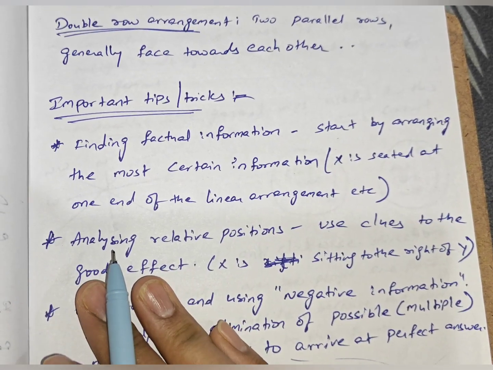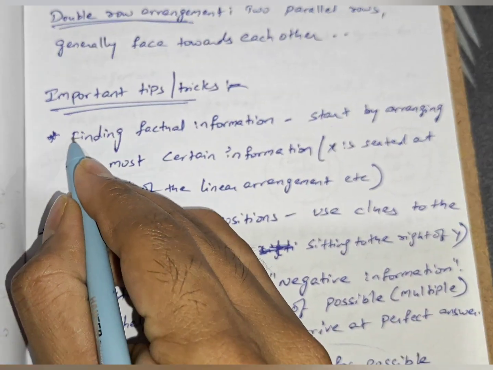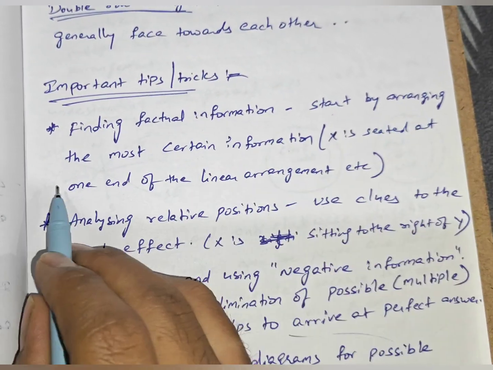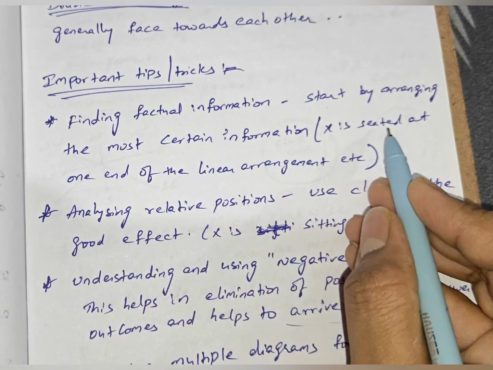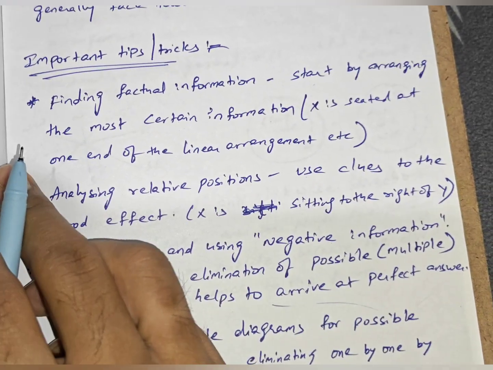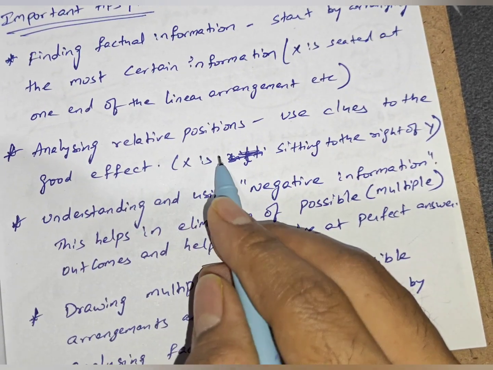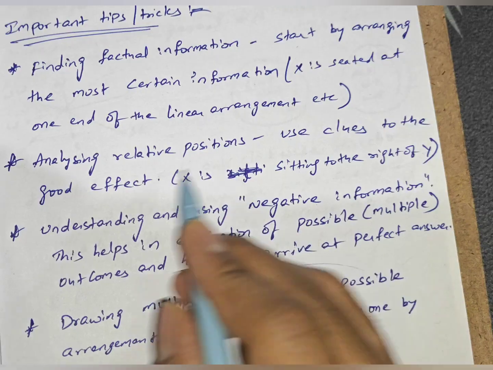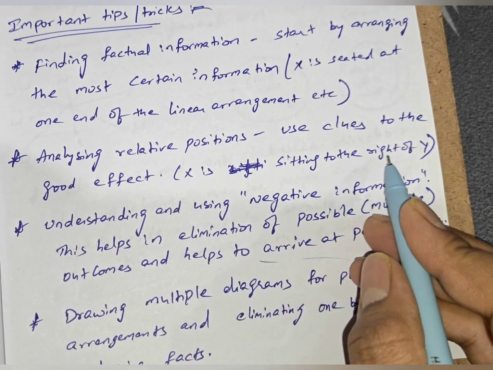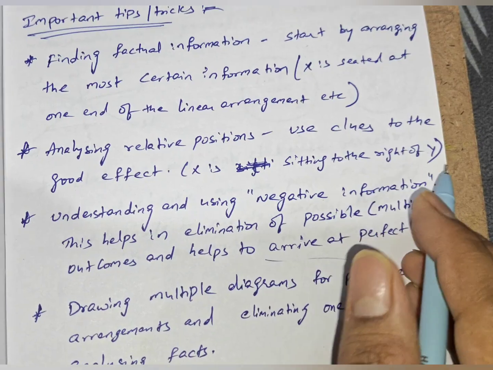Important tips one needs to remember before solving the problems. Finding the factual information: start by arranging the most certain information. That is, if X is seated at one end of a linear arrangement, place him at any of the ends, etc. And analyzing the relative positions: use clues to good effect. X is sitting to the right of Y, Y is sitting to the left of X. These kinds of statements can be used.